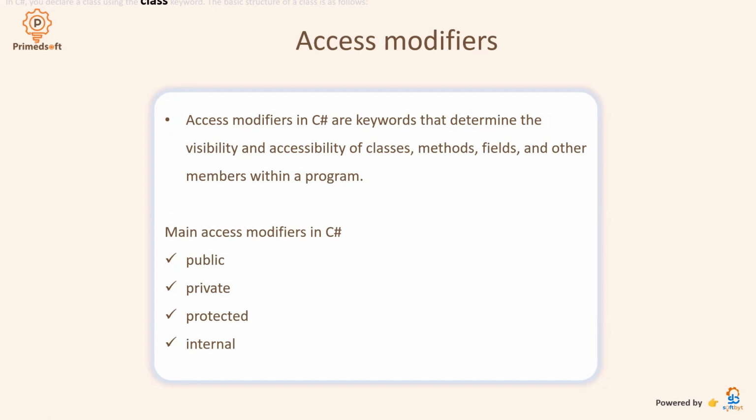In fact, you use a lot of public, public, public. Okay, so the public stuff you were seeing yesterday is what is called an access modifier. And what are these access modifiers? So in C#, access modifiers are keywords that determine the visibility and accessibility of classes, methods, fields, and other members within a program.